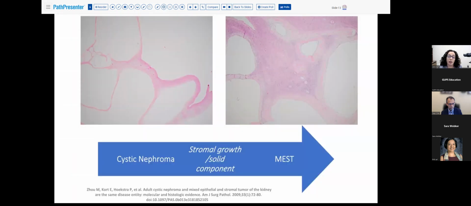The Müllerian differentiation can also be seen in our differential diagnosis, the mixed epithelial and stromal tumor family of tumors. This family also encompasses what we previously used to call cystic nephroma. Cystic nephroma is the end of the spectrum in these lesions that have a predominant cystic component. Once you have stromal growth or solid components like this case, then it becomes a mixed epithelial and stromal tumor. Under the new WHO, cystic nephroma is discussed under MEST. Those are thought to cluster together molecularly, so they are thought to be two ends of the spectrum of a single lesion.